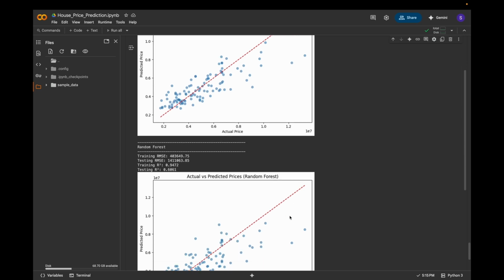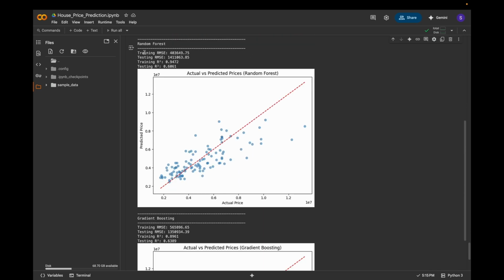Then we moved on to random forest. Random forest training RMSE is about 400,000. Testing RMSE is equal to 1.4 million. Training R squared is equal to 0.94. Testing R squared is equal to 0.60. Here's the scatter plot for the actual versus predicted prices for random forest. The majority of the points are scattered along the diagonal line. However, there are a few exceptions over here.